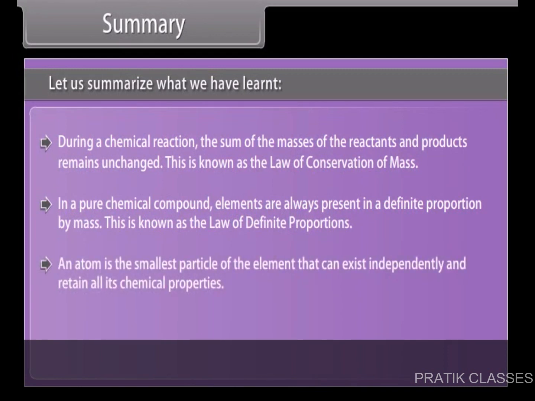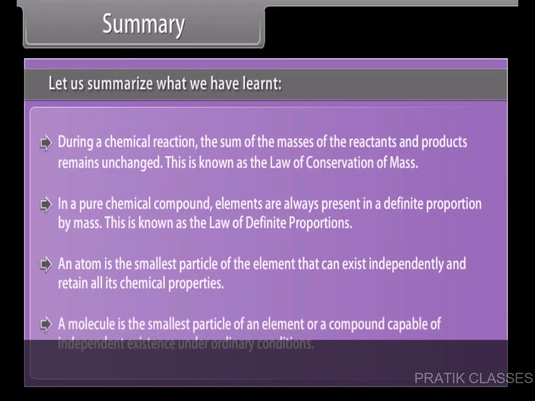An atom is the smallest particle of an element that can exist independently and retain all its chemical properties. A molecule is the smallest particle of an element or a compound capable of independent existence under ordinary conditions.